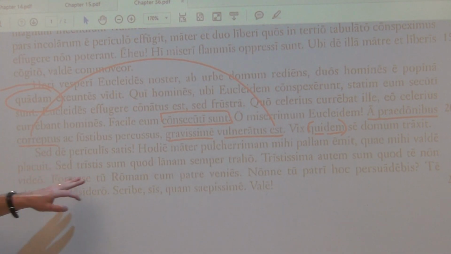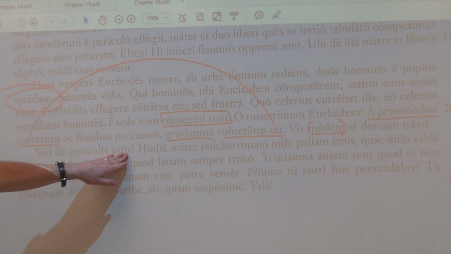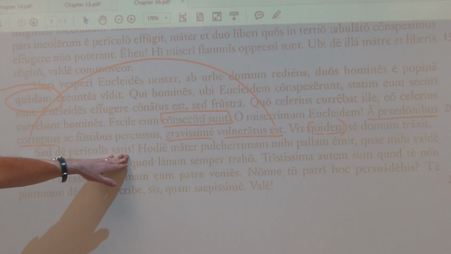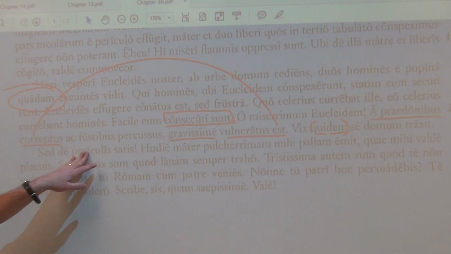But enough about dangers. Satis, that's where we get the word satisfy. It just means enough. Enough about dangers. That is your fourth item. Satis, S-A-T-I-S. There are going to be 5. So satis is your fourth. Write that down.